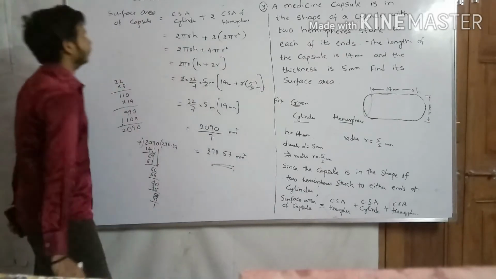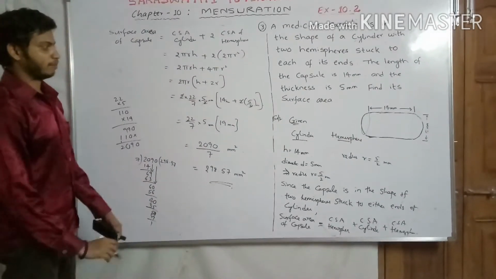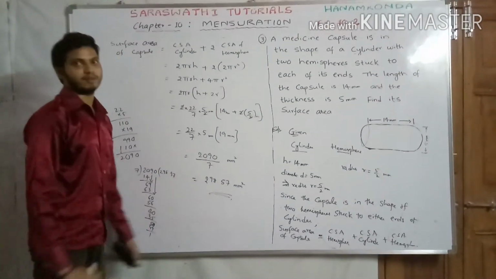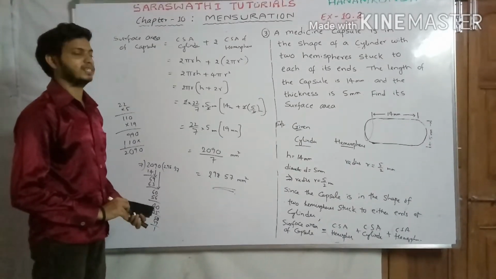So therefore the surface area of the medicine capsule is 298.57 millimeter square. So this is the answer. We shall discuss the next question.